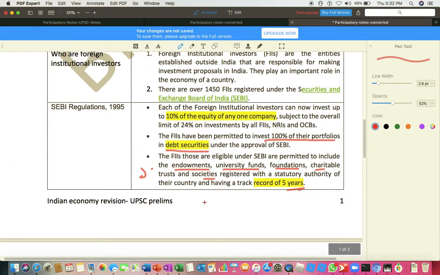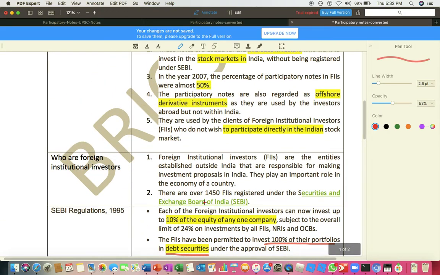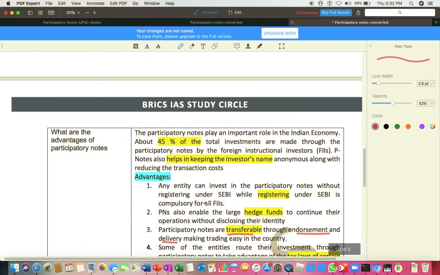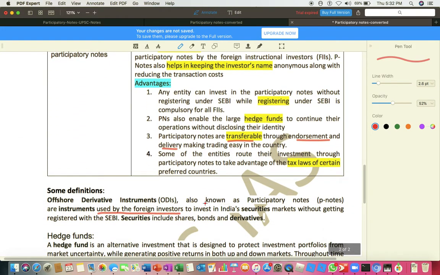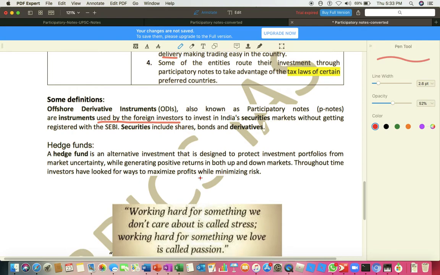So an enterprise can sell these agreements, the derivatives that they have, to anybody in future, because they have a contract with the other enterprise to purchase shares, and in future ups and downs and price fluctuations can happen. If they want to minimize that, they can definitely use them for trading purposes. Some entities route their investment through participatory notes to take advantage of tax laws. There are a lot of tax exemptions in different countries. Therefore, many people have shown a lot of interest in participatory notes as an investment option.